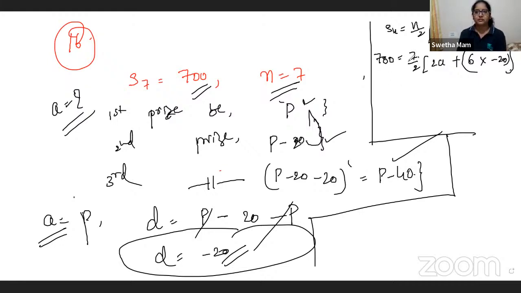Now I will take this 7 to the denominator. So 700 by 7 by 2, keep it there, because it will cancel, so do it that way. 2a minus 120. Right, children? So it becomes 100. So 100 is equal to 2a by 2, which gives a, minus 1, you understand?